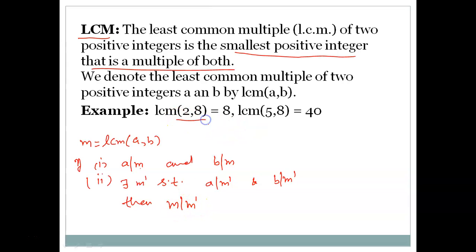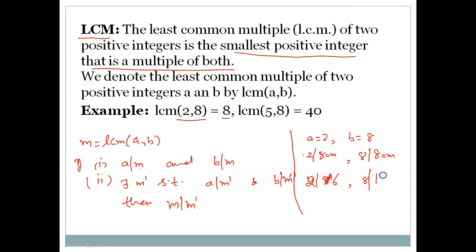For example, for 2 and 8, the LCM is 8. Why? Because A is 2 and B is 8, so 2 divides 8 and 8 divides 8. So 8 is in place of M. Moreover, we can have 16: 2 divides 16 and 8 divides 16. So this is M dash, meaning we can have other multiples also. We can have 2 divides 32 and 8 divides 32, so now M dash becomes 32.